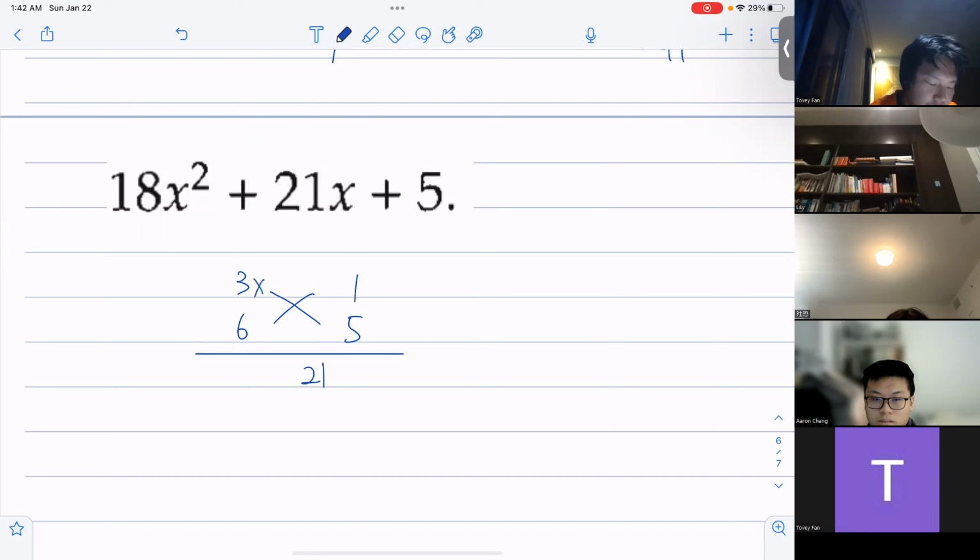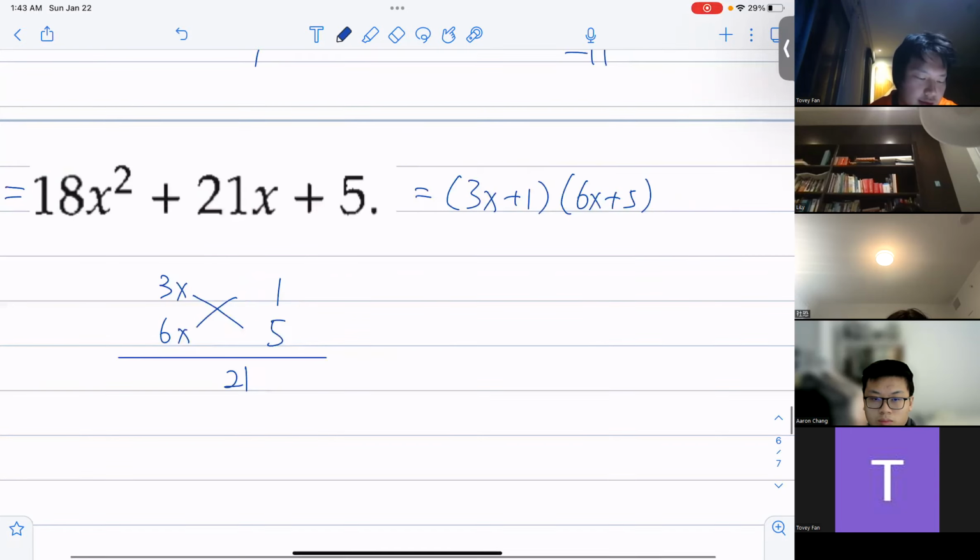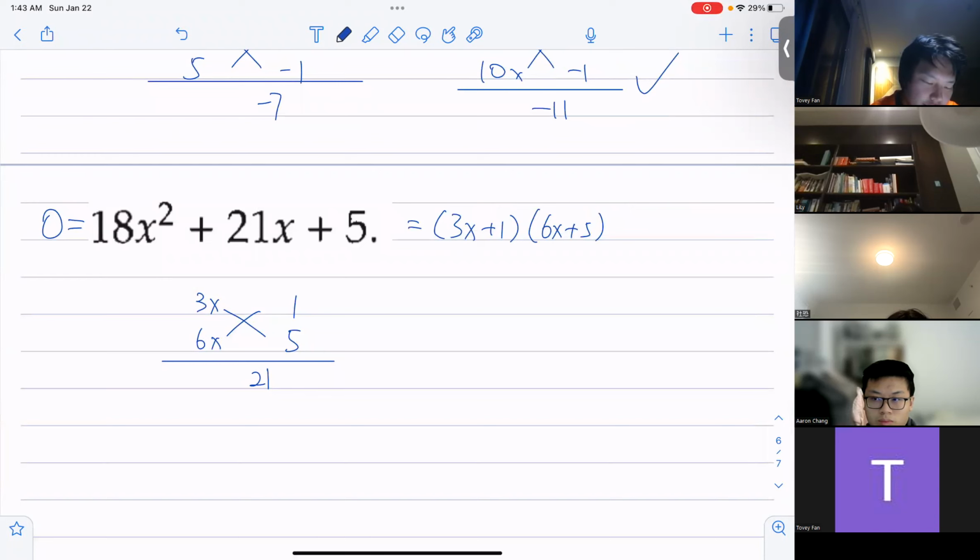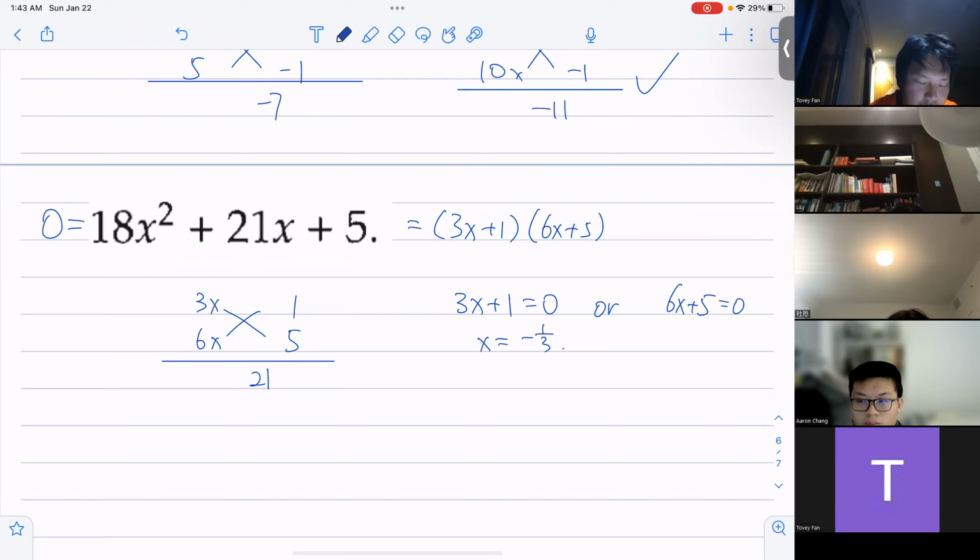That's the one. So you put x here, you put x here. This is actually plus, right? Positive. Okay, so that means this equals (3x + 1)(6x + 5). Okay, there we go. So in other words, if this equals 0, which is a quadratic equation, that means either the first factor equals 0 or the second factor equals 0, which means x is either -1/3 or -5/6.